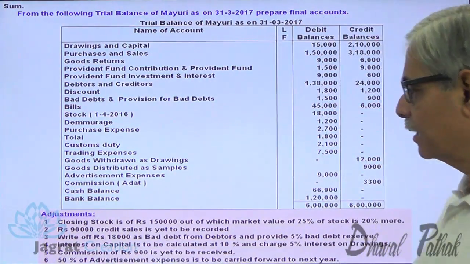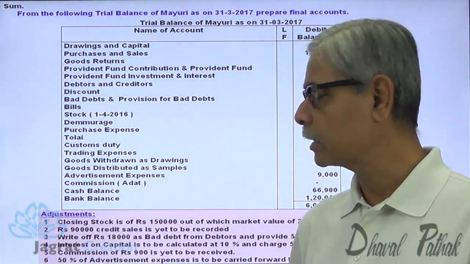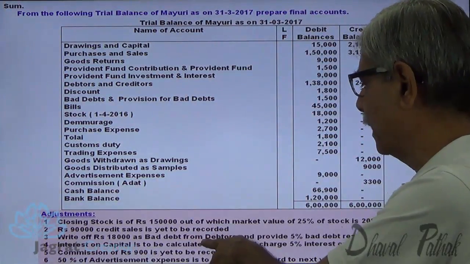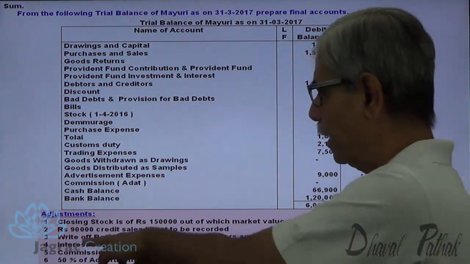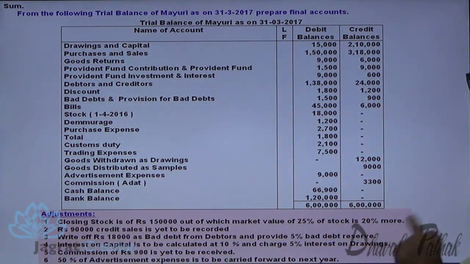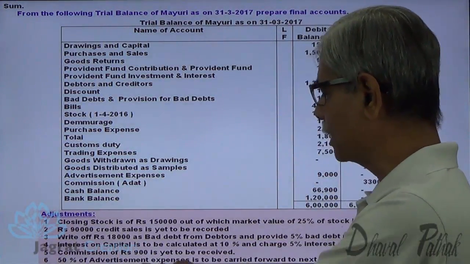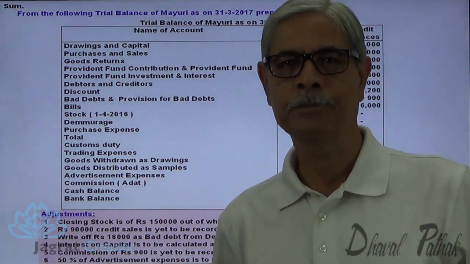Rupees 90,000 credit sales is yet to be recorded. Unrecorded sales, add to sales, add to debtors. Now write off 18,000 as bad debts from debtors and provide 5% bad debt reserve. Interest on capital is to be calculated at 10%. Charge 5% on interest on drawings. Commission 900 yet to be received. 50% of the advertisement expenses are yet to be carried forward, means prepaid.